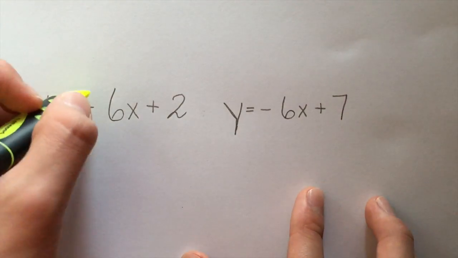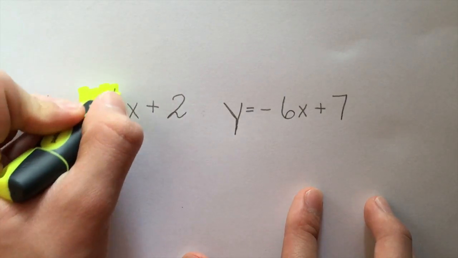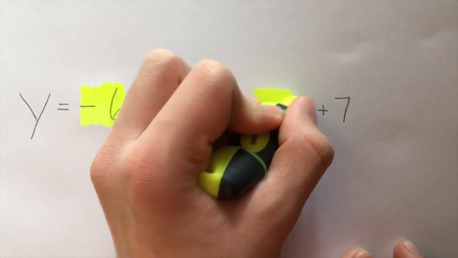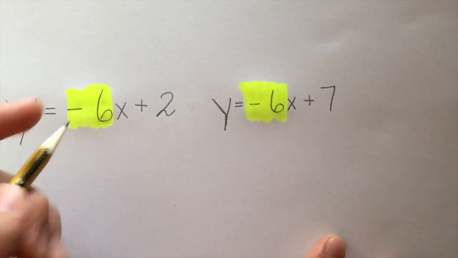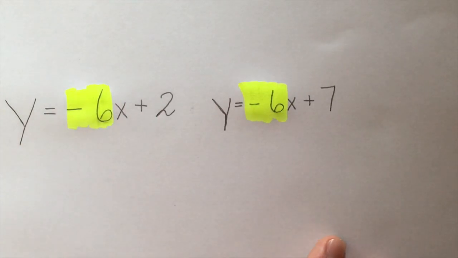First, identify the slopes of each equation. If the two slopes of the equations happen to be the same, then the lines are parallel.